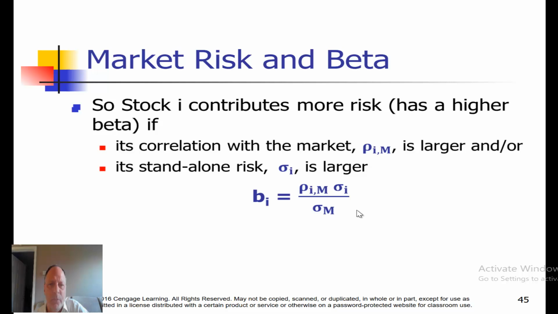So the stocks that contribute more risk, like a high-tech stock, will have a high beta, and the stocks that contribute lower risk, like a public utility, will have a lower beta.